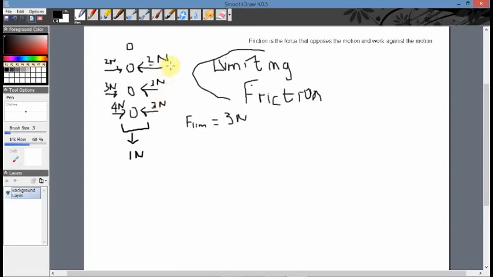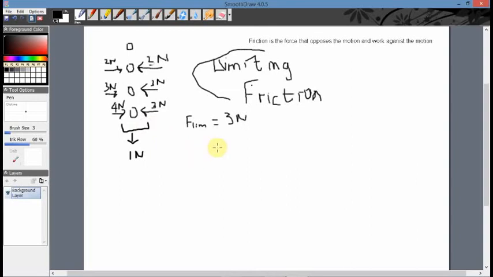So what have we learned? We have learned that limiting friction tends to increase as we increase the applied force, as we increase the driving force or applied force. But there is a maximum value which we call F limit, beyond which the friction cannot increase, but it still works as the particle would move, therefore cancelling out the effect of this applied force.